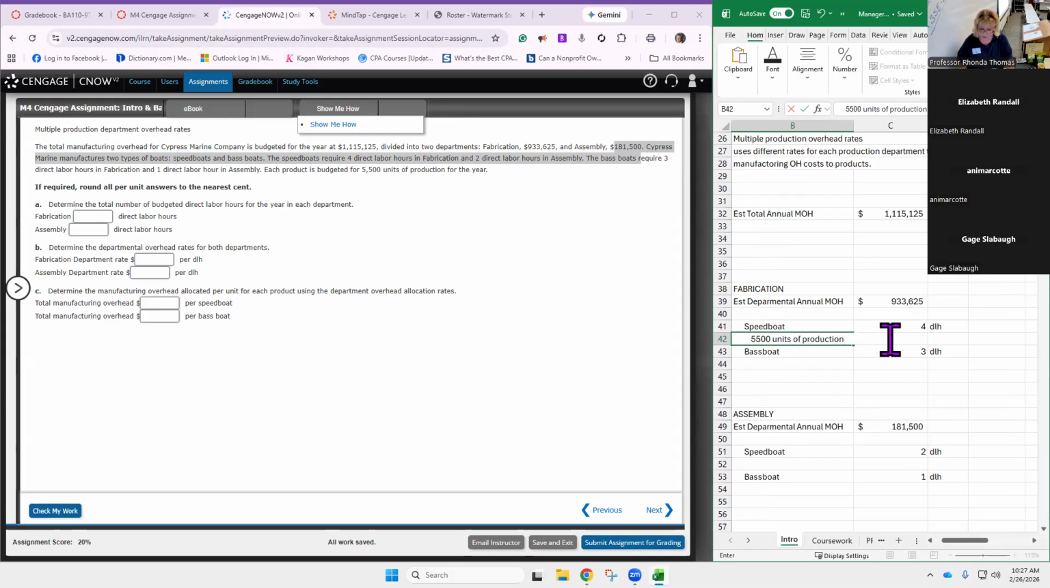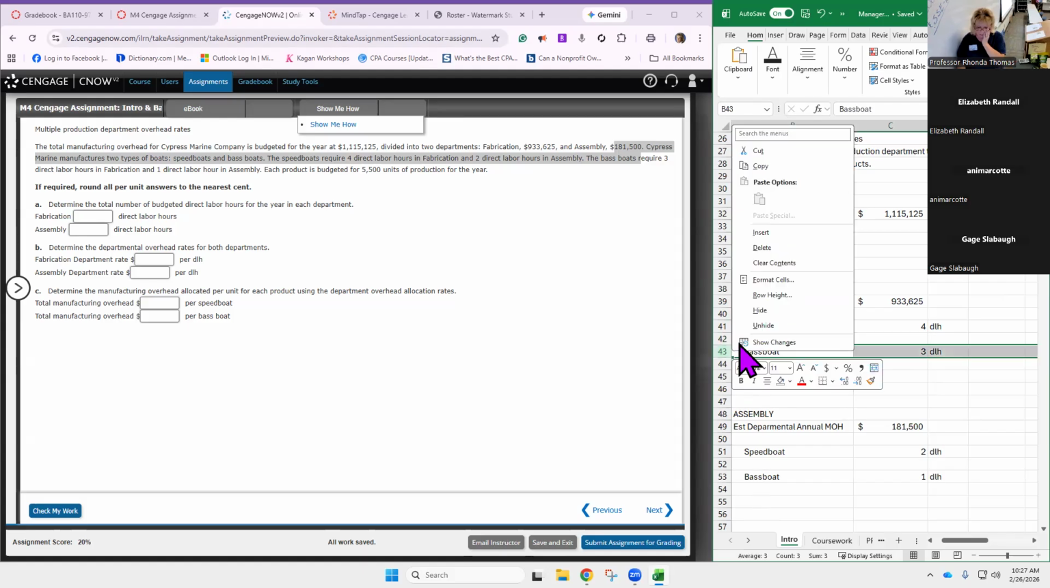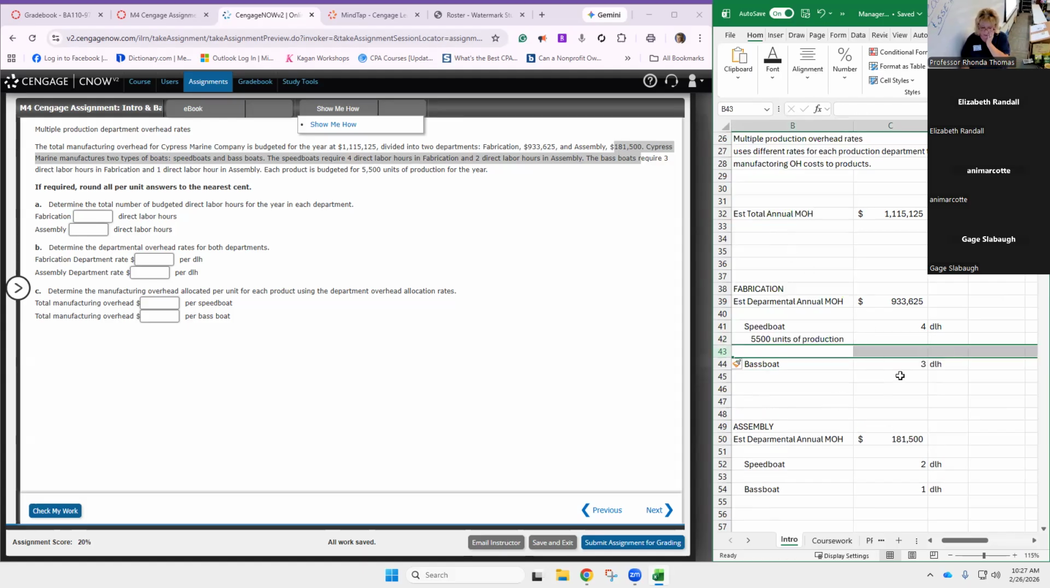Okay, so we'll do 4 times 55. And that's going to give us direct labor hours for each speedboat that's under fabrication. Okay, so I'm going to move this down. Let me use the 55 hours. So 55 goes for everything, right? Yep. Because we're making 5,500 units.